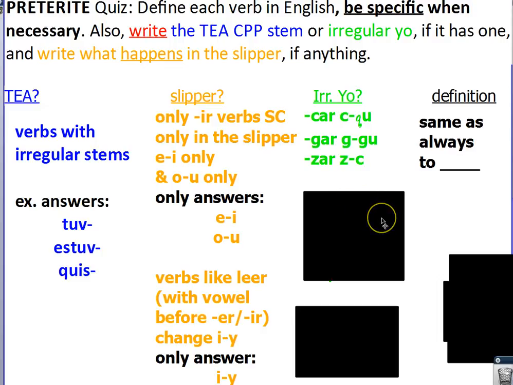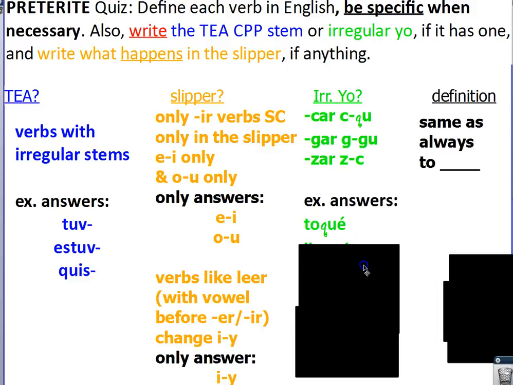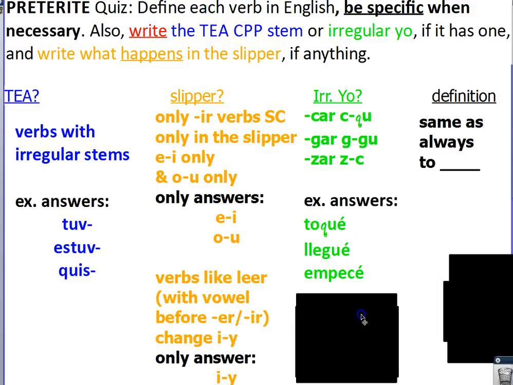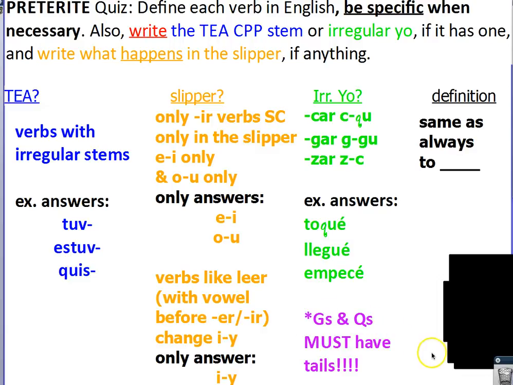So in this spot here, if you have a car, gar, or zar verb, you're going to write the yo form. The directions say write the irregular yo form. So example answers are toqué, llegué, and empecé. And don't forget, G's and Q's must have tails. Your G has to have a tail going one way, and your Q must have a tail going the other way, so I can tell which letter you meant to have.